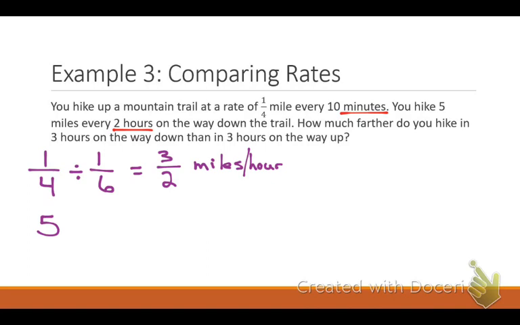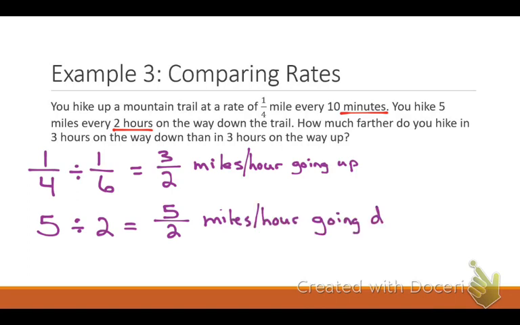Now I have to do it for the way down. So now on the way down, I go 5 miles every 2 hours. So how fast am I going? 5 divided by 2, how fast am I going? 2.5. All right, so and I put going up and going down. Okay, so 5/2 or 2.5 miles every hour going down.